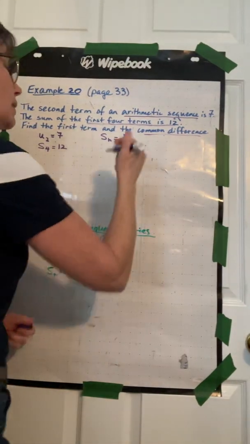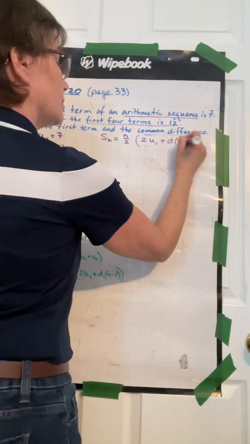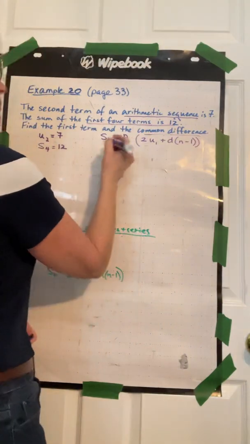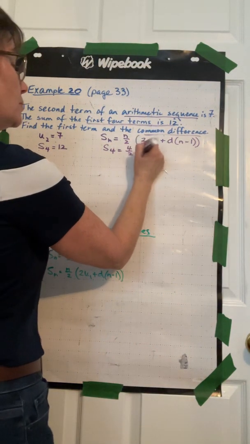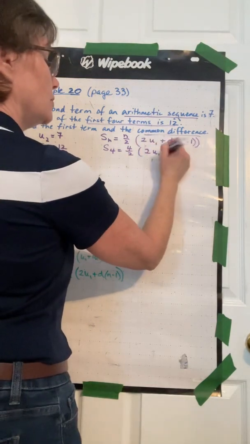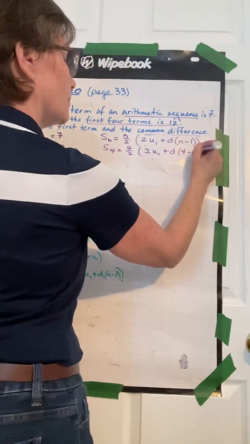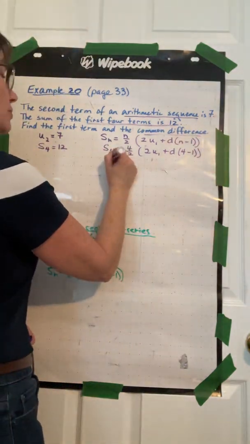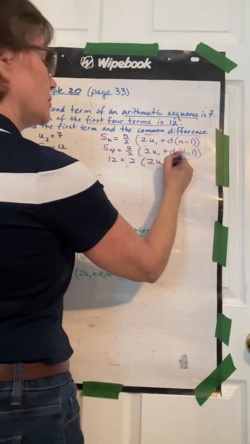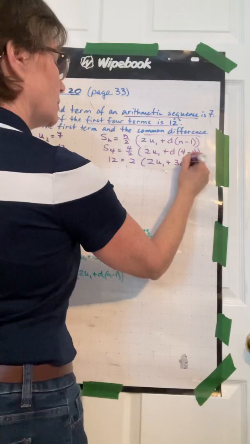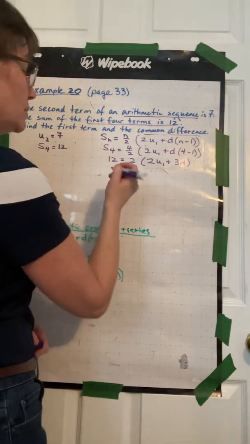All right. So for S4, n is equal to 4. We don't know U1, and we don't know D, but we do know n is 4. Okay, and S4 is 12. So we can simplify this down to here. We could even take it a little further by dividing both sides by 2.